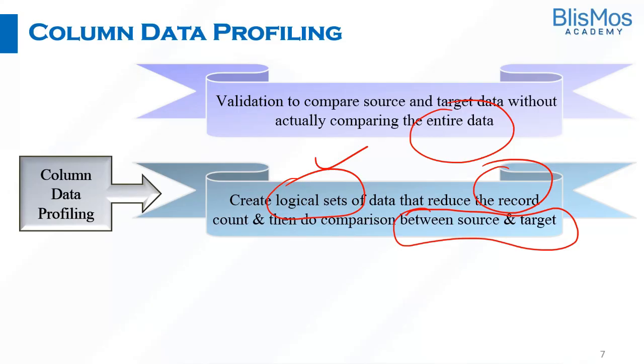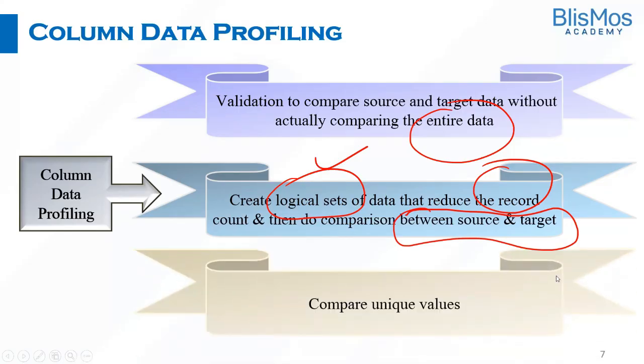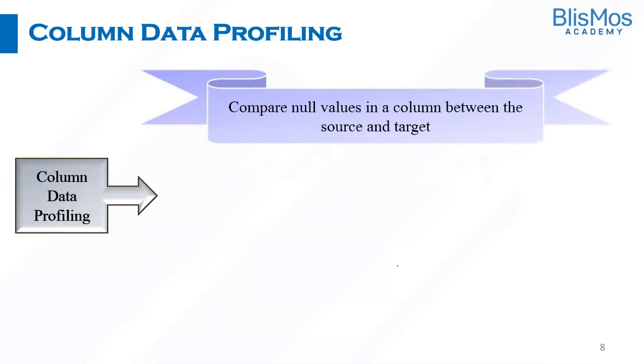So what kind of logical sets can I create? Let us look at some examples. One very important thing is when you are talking about billions of records, you may have multiple duplicate values in a particular column. The way you can approach it is to only compare the unique values. That may reduce the number of records drastically. Or one more way of approaching is to only compare the null values. It is a valid test to reduce the number of records.